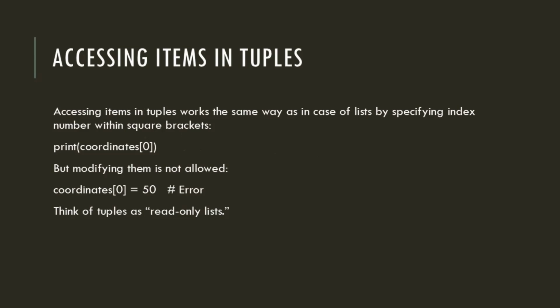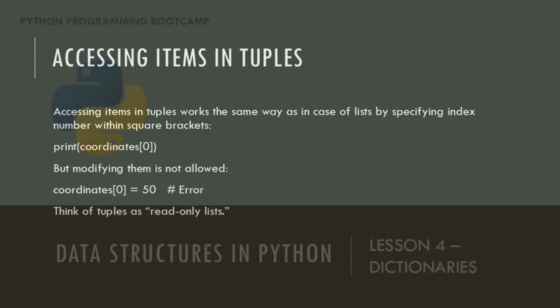Accessing items within a tuple works the same way as in the case of lists. We specify the element by giving the index number within square brackets. For example, print coordinates 0. But modifying them is not allowed. For example, if we try to modify coordinates index 0 and give it a value 50, it will return an error. Think of tuples as read-only lists.